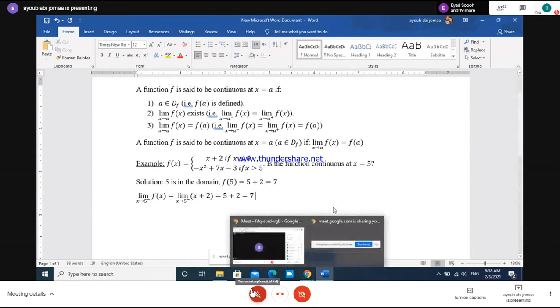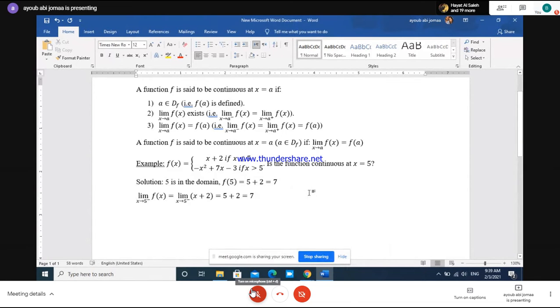Now let's find the limit from the right. Limit of f of x as x approaches 5 plus. X approaches 5 plus, it means that x is greater than 5, right? So x is greater than 5. So you have to consider this function, right? You have to consider negative x squared plus 7x minus 3. It is the limit of this.